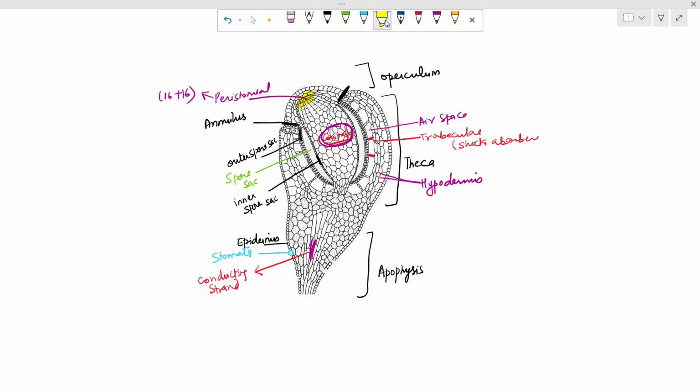So please learn that the capsule of Funaria has three parts: apophysis, theca, and operculum. Clear? I hope this short diagram will be helpful for your revision if you're preparing for any competitive exams.